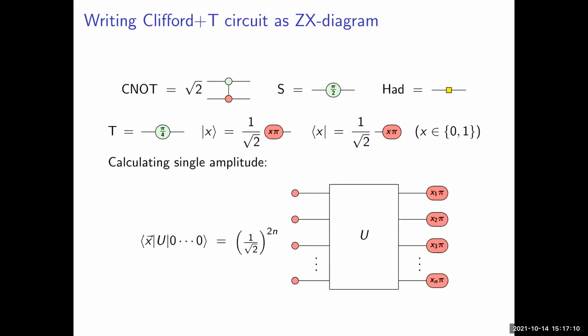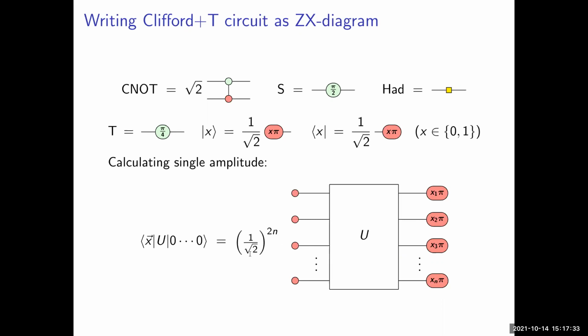So for instance, if you want to calculate a single amplitude, so we input the 0 computational basis state, we apply a unitary, and then we have a certain measurement outcome we want to know the amplitude of, then this becomes just this ZX diagram, where U is now decomposed into CNOT, S, Hadamard, T, and then we have these ket input states and these post-selected measurements here.